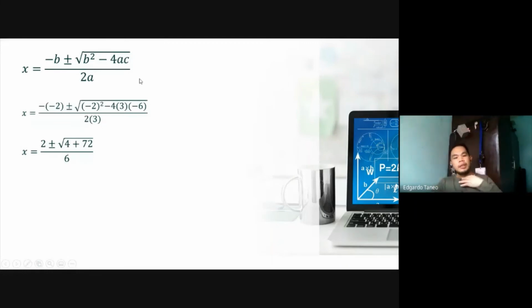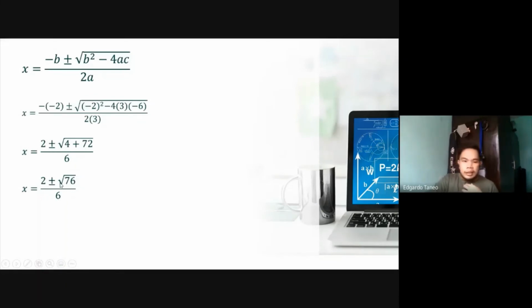Now, uunahin syempre natin yung nasa loob na radical symbol, which is 4 plus 72. 4 plus 72 is equal to 76. Then copy the radical symbol. Ito, yung radical symbol. Okay? So we have 2 plus or minus the square root of 76 all over 6.